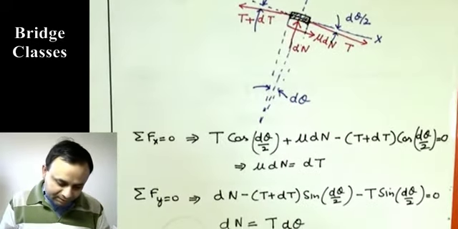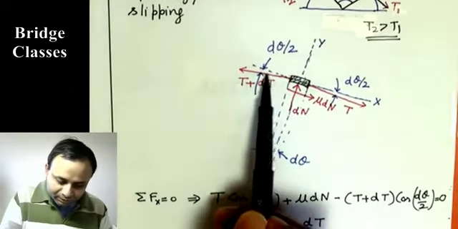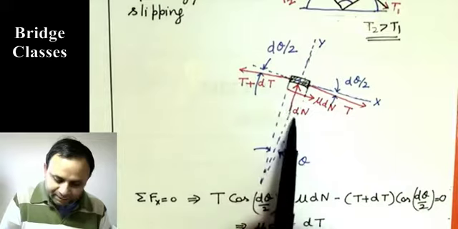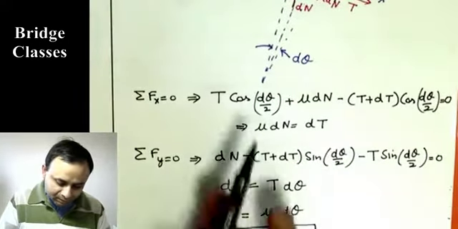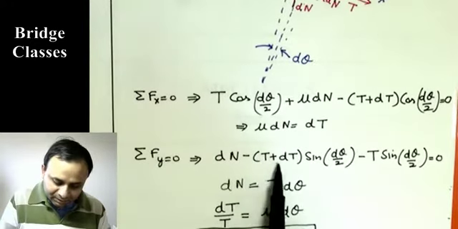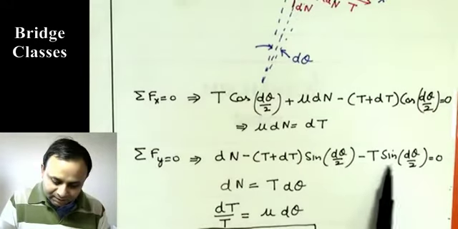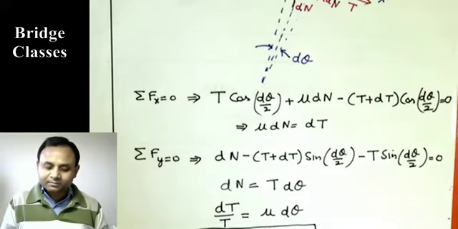Similarly, we can do force balance in the y direction. We'll have components of T plus dT and T in the y direction, and also this dN in the y direction. So when we do force balance on this, you get dN minus (T plus dT) sine d theta by 2 minus T sine d theta by 2 is 0. That is force balance in the y direction.